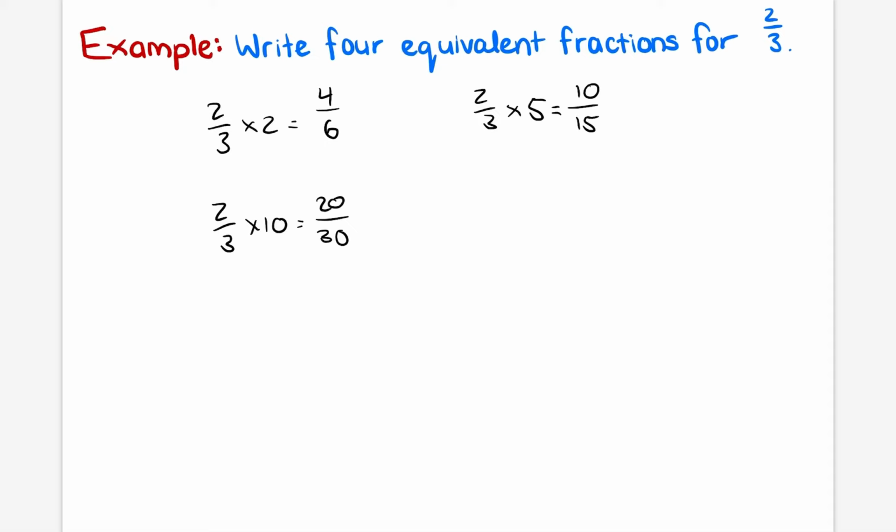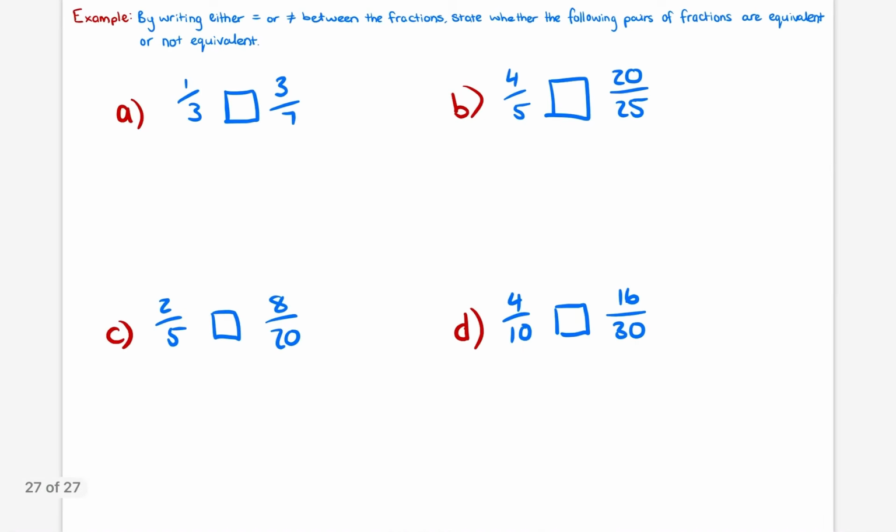So we need one more because it wanted 4. We've done 3 so far. So let's go 2 over 3, and we'll times by 3. Let's go small number again. 2 times 3 is 6, and 3 times 3 is 9. And ta-da, we now have 4 equivalent fractions. It doesn't matter what numbers you times by. You can simply start by timesing by 2, 3, 4, and 5, and that will give you 4 equivalent fractions straight off. So now let's look at our second example.